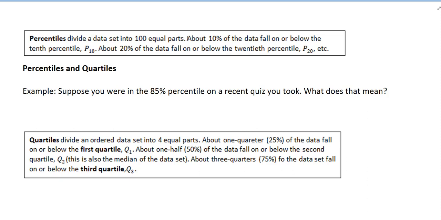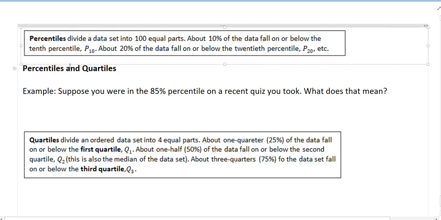So with percentiles, we can say about 10% of the data fall on or below the 10th percentile, and we denote it P sub 10. And about 20% of the data fall on or below the 20th percentile, and so on. So if I said you were in the 85th percentile in the recent quiz that you took, what does that mean, right? That means that about 85% of other quiz scores fell on or below your quiz score. So that's what that means.